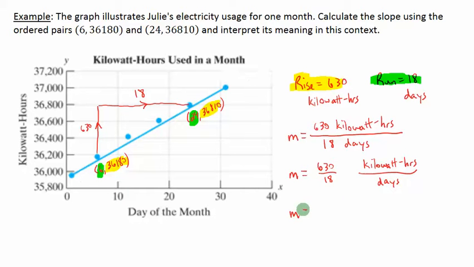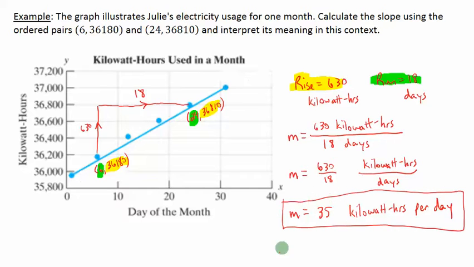So what we have is 630 divided by 18 is exactly 35. That could be a decimal sometimes, and that's actually probably more common. But 35, and then when I divide these units, kilowatt hours divided by days is the same as saying per day. And so that language seems to make more sense when we think about it. 35 kilowatt hours per day. Okay, so that is our slope. That's the first question. What is the slope? 35 kilowatt hours per day.